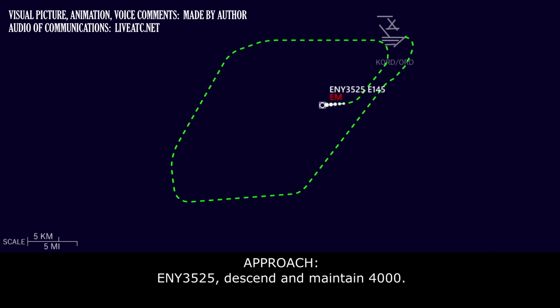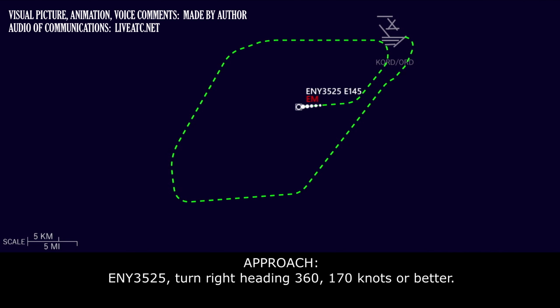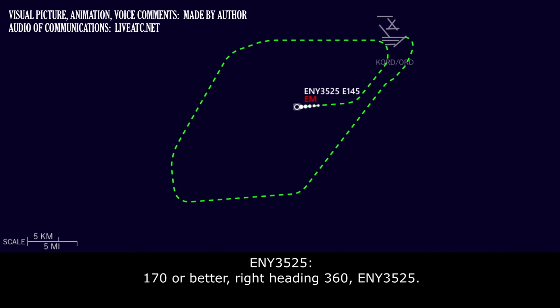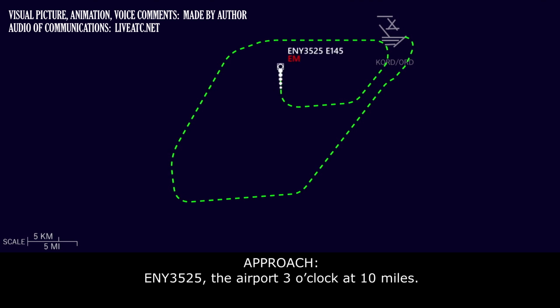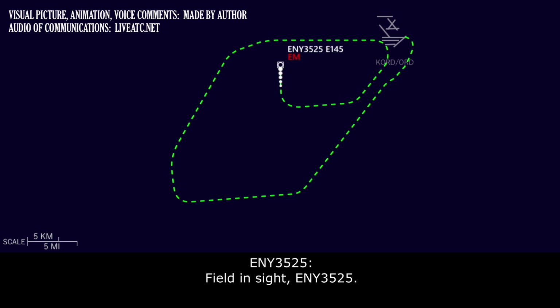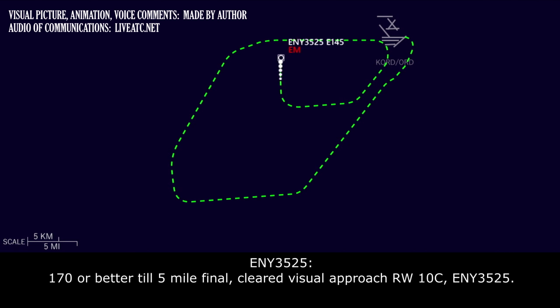Envoy 3525, descend and maintain 4,000. 4,000, Envoy 3525. Envoy 3525, turn right heading 360, 170 knots or better. 170 or better, right turn heading 360, Envoy 3525. Envoy 3525, airport 3 o'clock, 10 miles. Field in sight, Envoy 3525. Envoy 3525, cleared visual approach runway 10 center, maintain 170 knots or better till a 5 mile final. 170 or better till 5 mile final, cleared visual approach, runway 10 center, Envoy 3525.